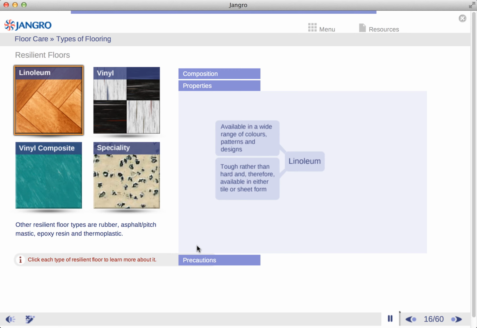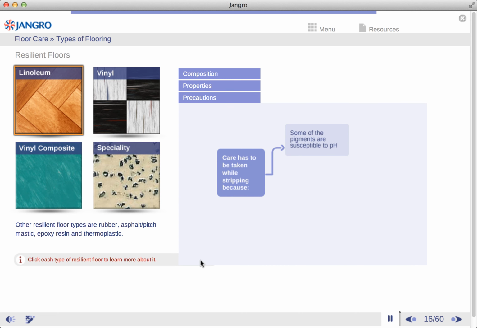Linoleum is tough rather than hard. Due to its flexibility, it is available in either tile or the more common sheet form. Its composition only gives it limited chemical resistance. It is a good insulator of sound and is warm and not tiring to walk or stand on.